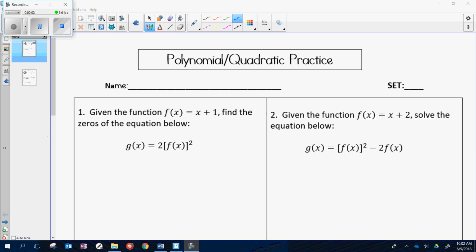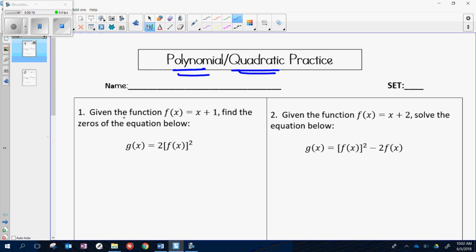Hi everyone, this is an answer key to the Polynomials and Quadratics review. Polynomials and Quadratics are a huge part of our test at the end of the year, so I want to make sure you guys had some good video to watch.